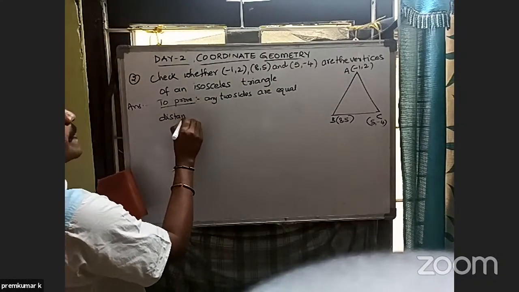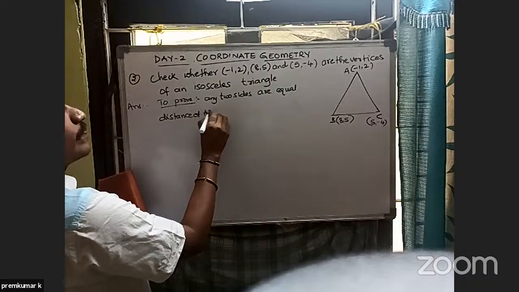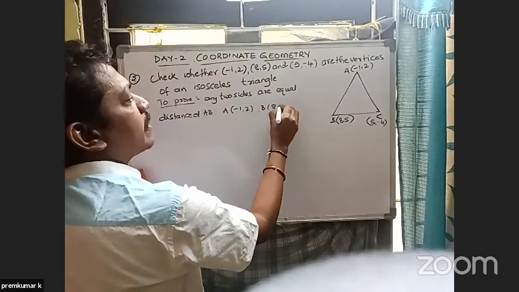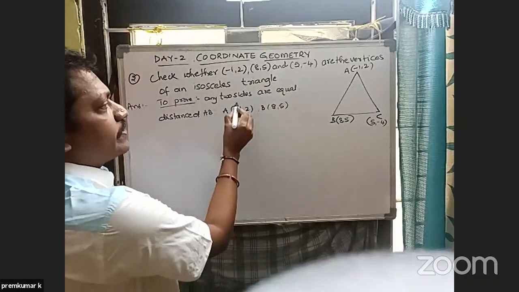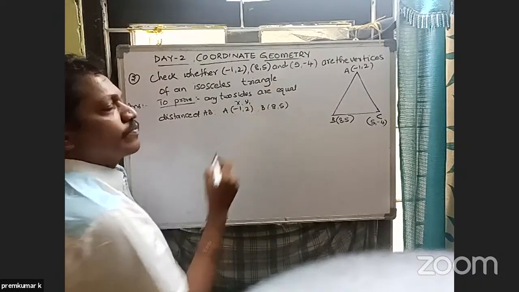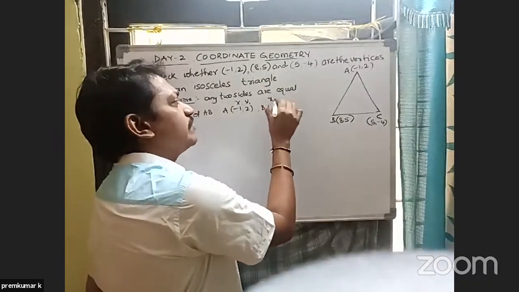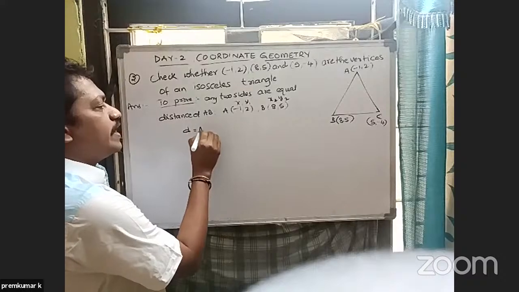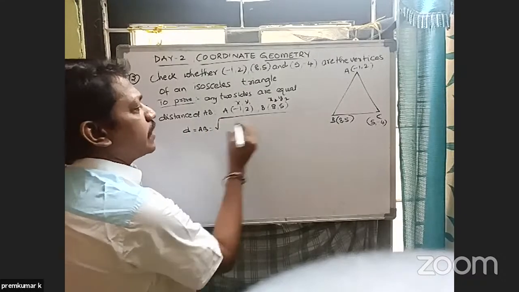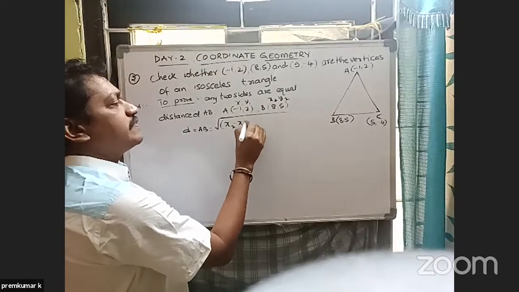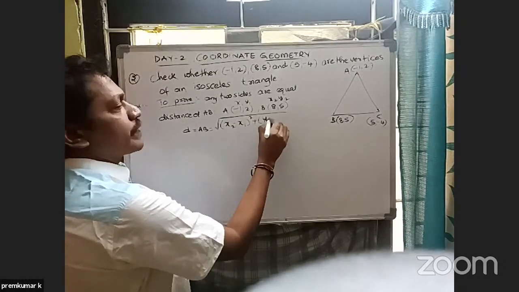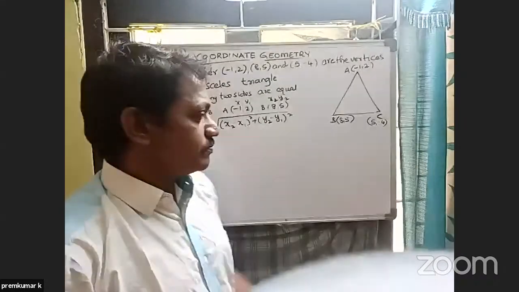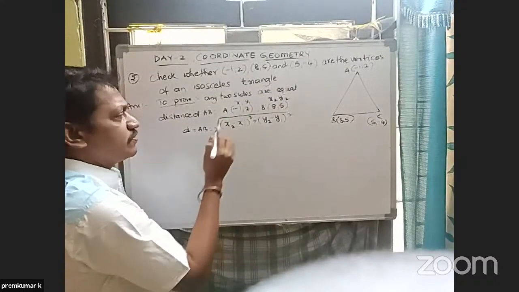Distance of AB. A is (-1, 2), B is (8, 5). Here you take it as x1, y1, and this is x2, y2. What is the distance formula of AB? That is the root of (x2 minus x1) whole square plus (y2 minus y1) whole square. Now substitute these values in this one.